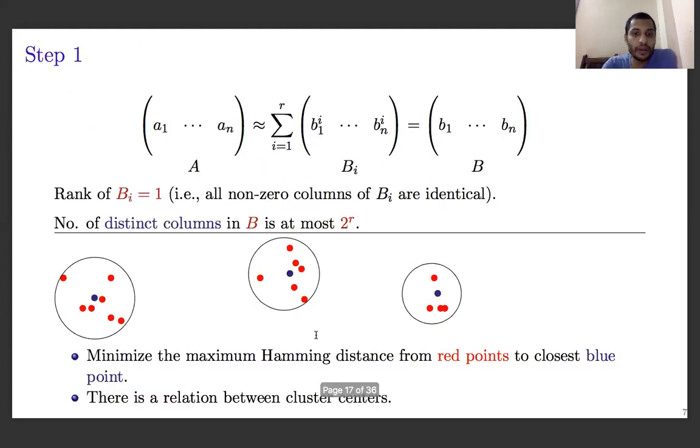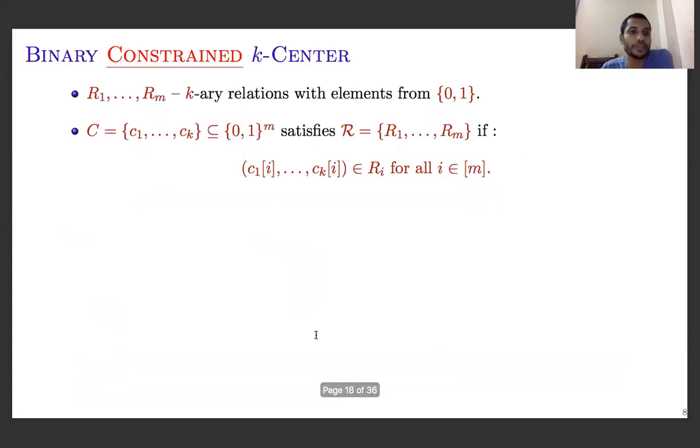And this problem, whatever I talked about here, can be defined like a k-center problem, which we call binary constraint k-center. To define that problem, we need some definitions. So let R1, R2, etc. up to Rm, they are k-ary relations over the universe {0, 1}. That is, each Ri is a set of k-tuples, where each entry in a k-tuple is either 0 or 1.